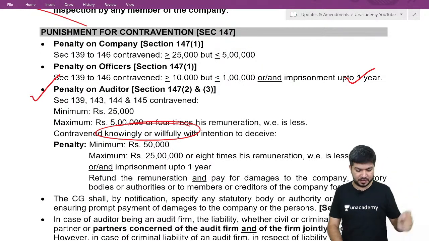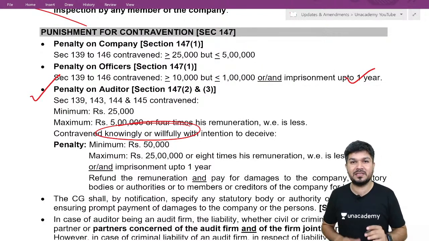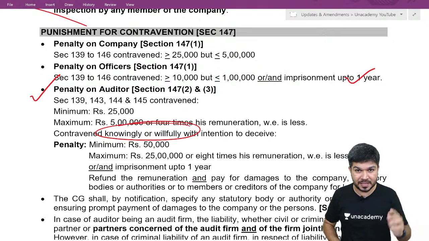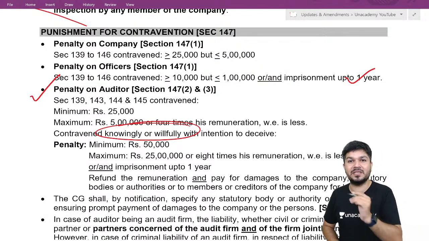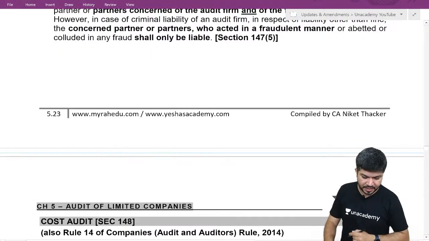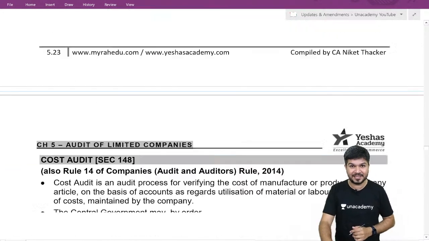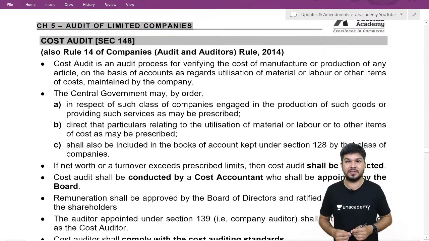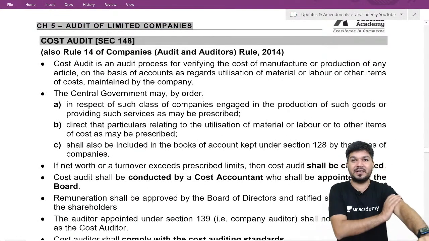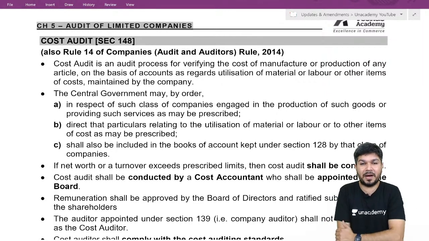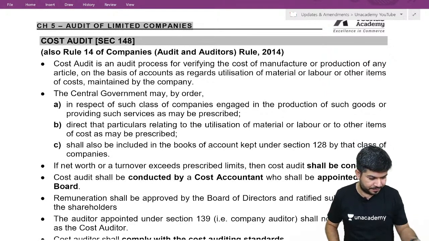It's not all partners. So whenever it's a liability, normally for a firm, its liability is joint and several. But if it's imprisonment, it's only for the partner who has acted wrongly. That was section 147. Next is section 148. That's your cost audit. Pradeep, imprisonment is still there. It's not yet removed, but it's only for the partner who has acted wrongly.